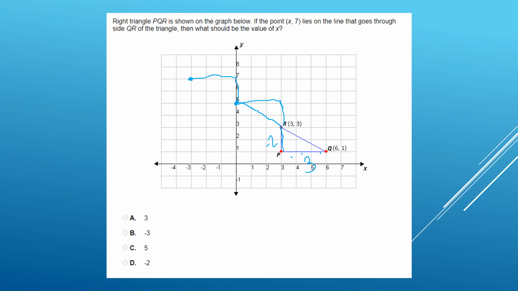And I need to get to where my y value is 7. Well, this point is (-3, 7). This one is (0, 5). But I'm looking for where my y value is 7, which is here. So that would be (-3, 7).